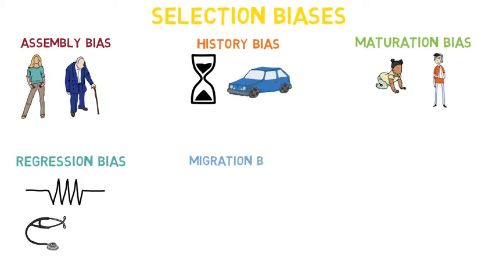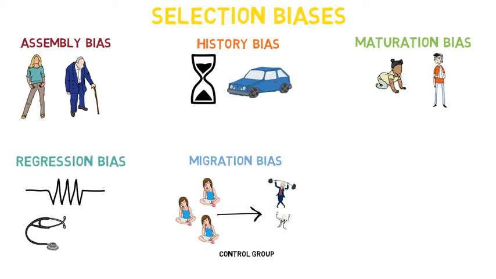A migration bias, also sometimes called a contamination bias, happens when subjects switch groups in a pattern that influences the outcome. For example, if a control subject in a study about exercise decides to start exercising while the study is going.